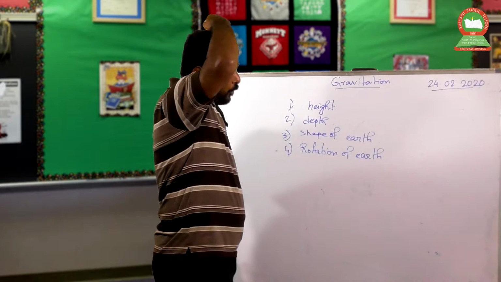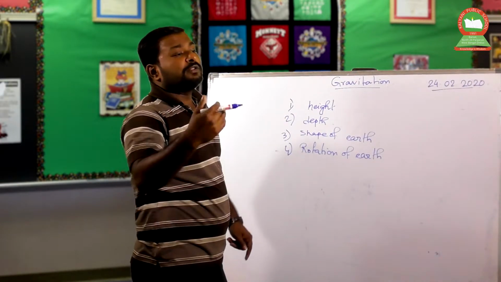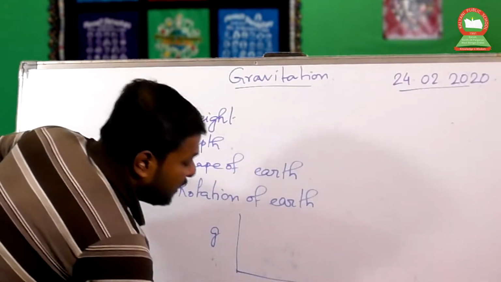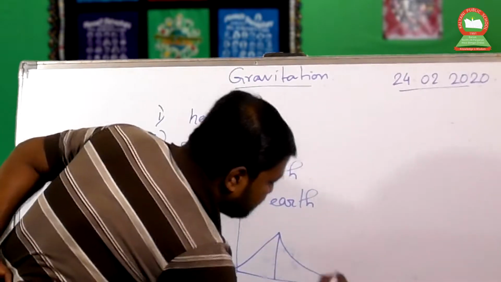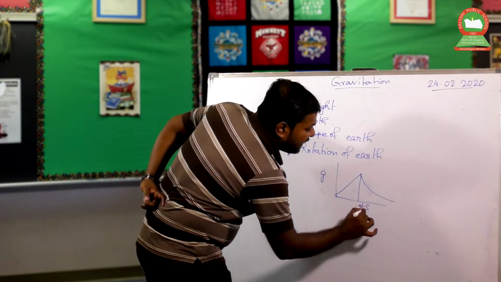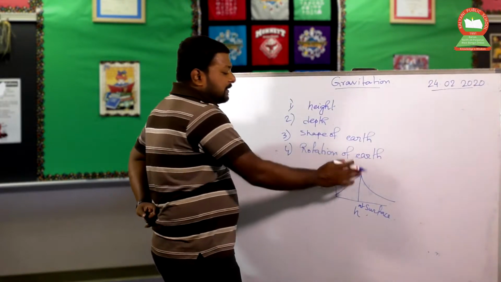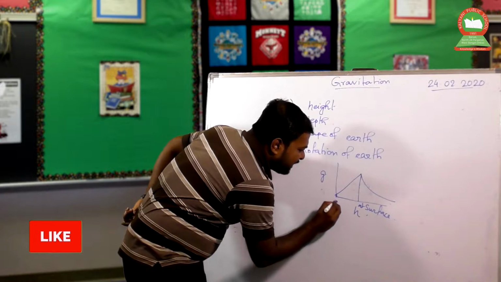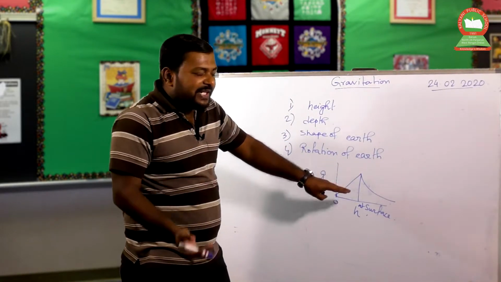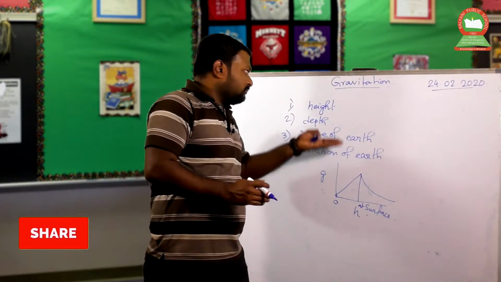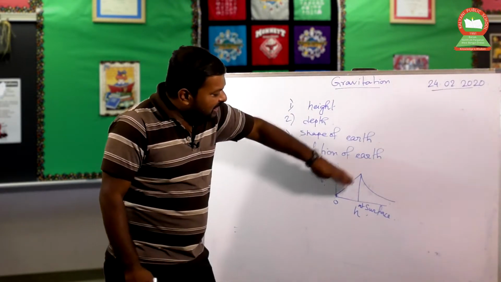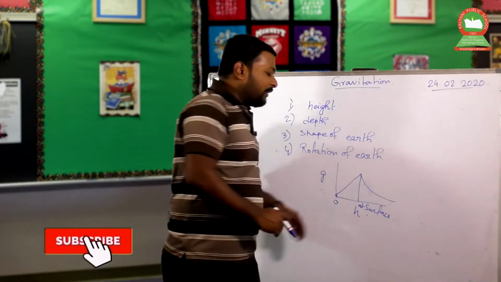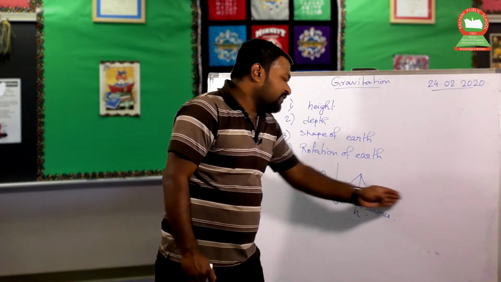If we plot the distance from the earth's surface against the acceleration due to gravity, then this kind of graph can be drawn. This is at the surface of the earth. If we drill a hole in the earth, then this point is the center of the earth. As we increase the depth, the value of g will decrease in a straight line. And if we increase the height from the surface of the earth, then also g decreases.